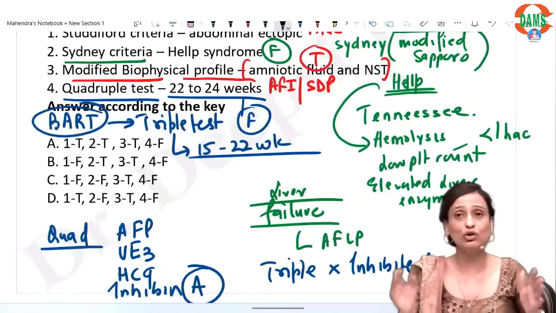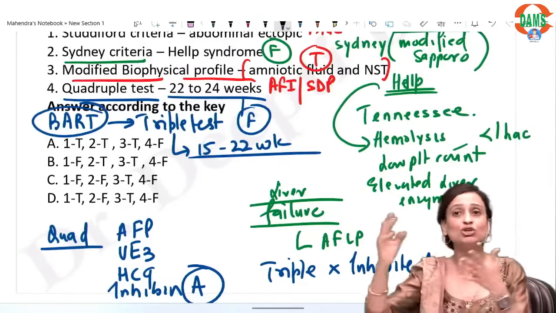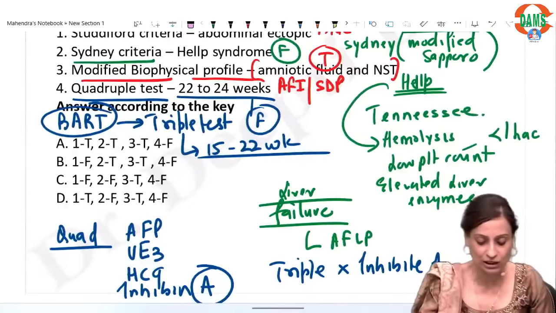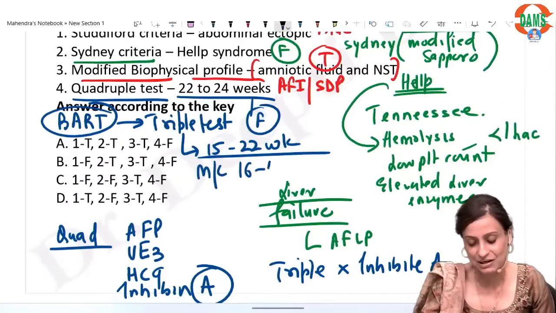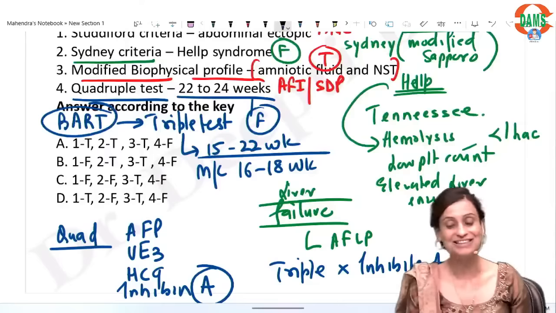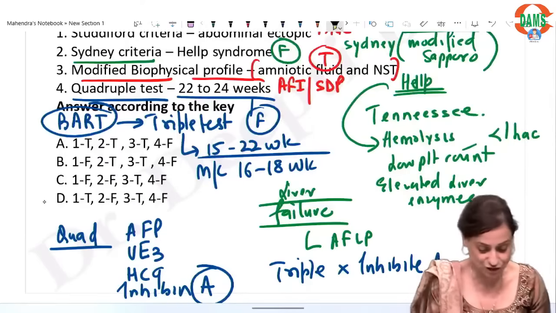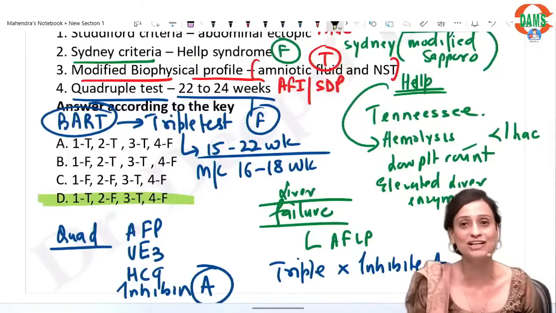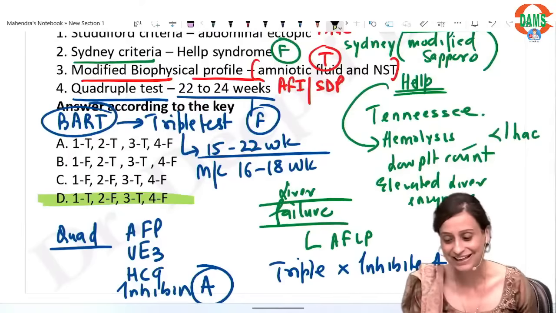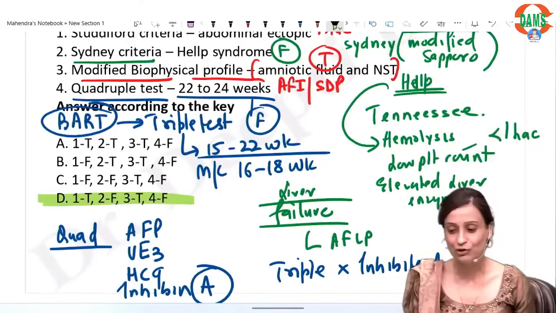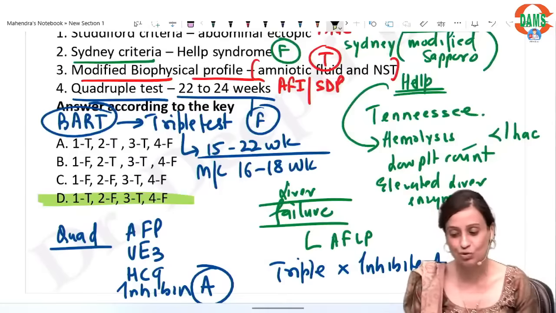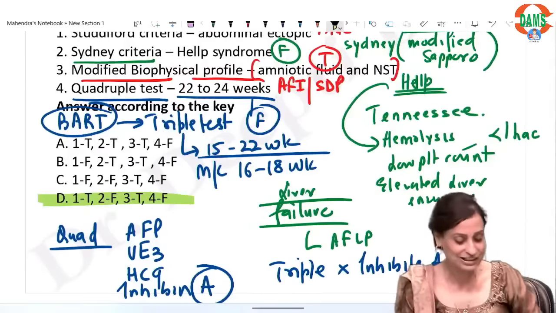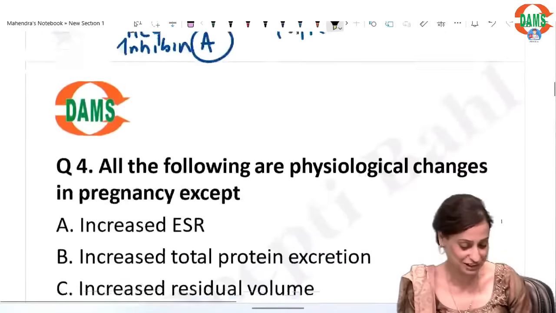Yes, so please remember, although the time span is from 15 to 22 weeks, most commonly when is quad done? Most commonly it is done between 16 to 18 weeks. So the answer to this question is D. And if you have done it correct, please tick mark in your answer sheet that you have marked it correct. Yes, did you do it right, all of you? Okay, perfect. I'm seeing that most of you have correct answers. So well prepared. Let's move on to the next question for the day.